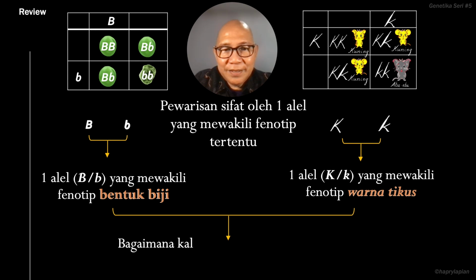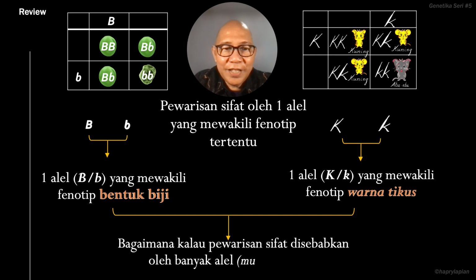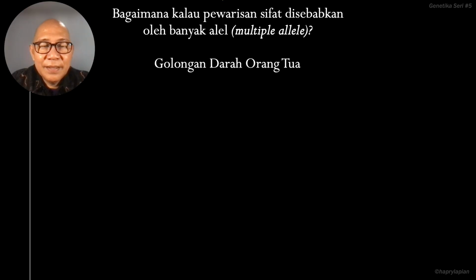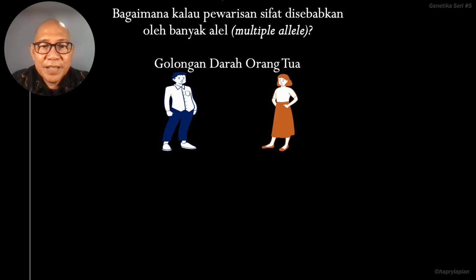There is an interesting question here. What if the inheritance of traits or genetic character is caused by many alleles? I would like to use an example of human blood type inheritance when answering this question.